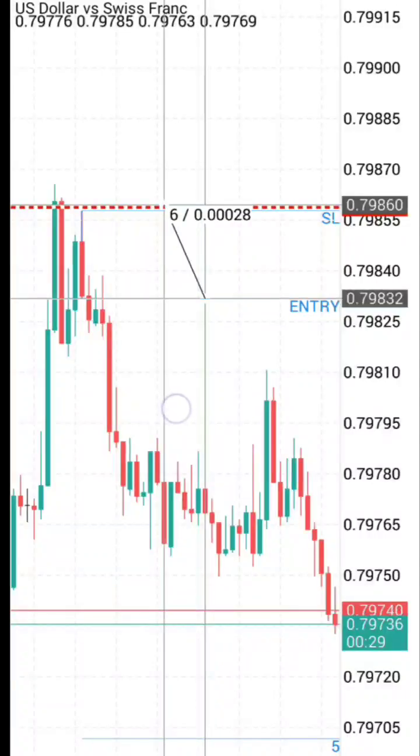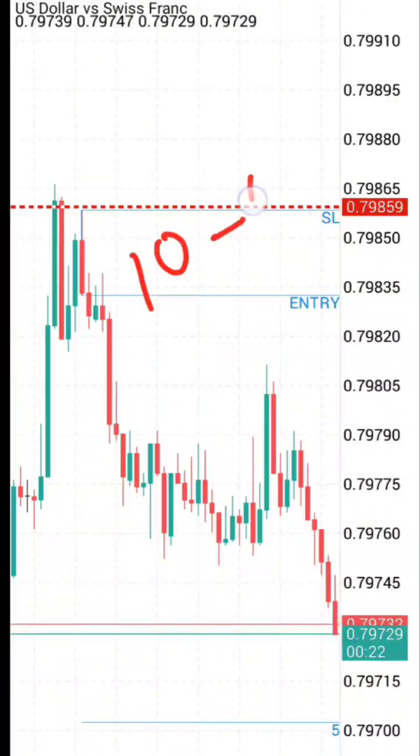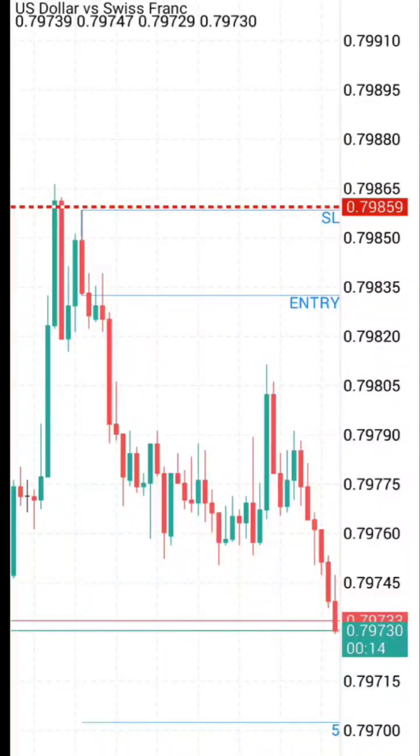The stop loss of this trade is less than 10 pips. Okay, and I've always said my stop loss is between 10 to 20. I don't even use that. So 10 to 20. So we're already in this trade and the trade is already going in our favor.